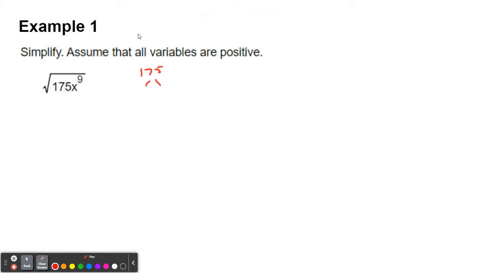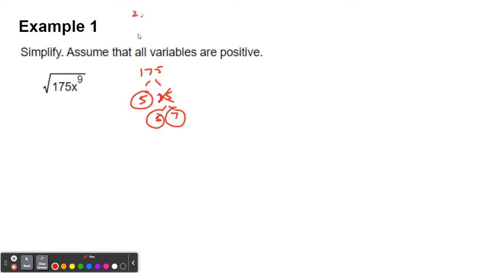So I know that it ends in 5. So I know that 5 goes into 175. And when I take 175 and divide it by 5, I get 35. 5 is prime, 35 is not. 5 goes into 35 again. It goes into 35 7 times. 5 and 7 are both primes.